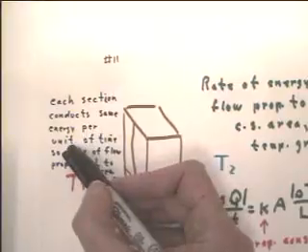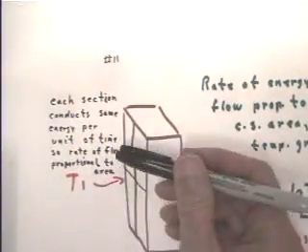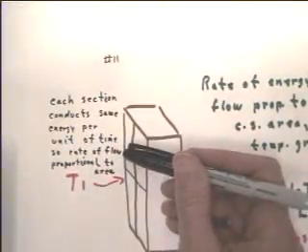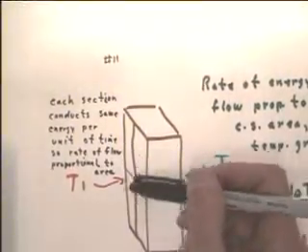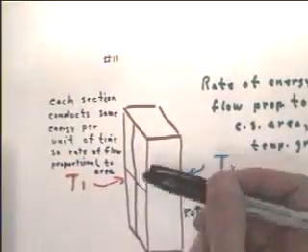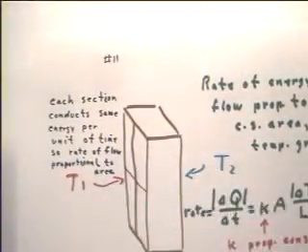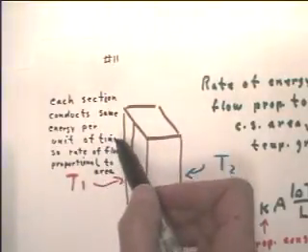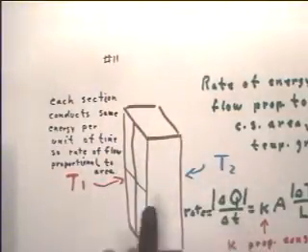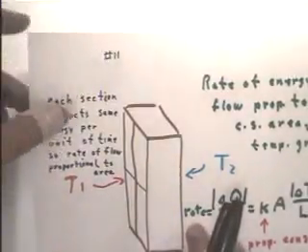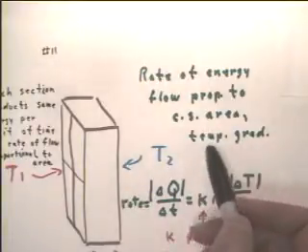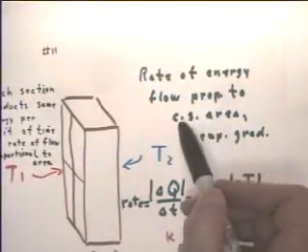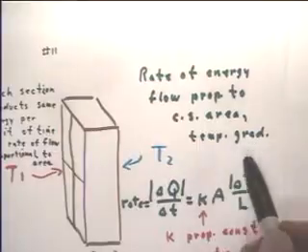Each section conducts the same energy per unit of time, and it follows then that the rate of energy flow is proportional to the area. The more area we have, the more little squares we could draw, and the more energy would flow through all those little squares. So the rate of energy flow should be proportional to the area of the wall. We're also going to assert that the rate of energy flow is proportional to the temperature gradient. So it's proportional to the cross-sectional area and to the temperature gradient.